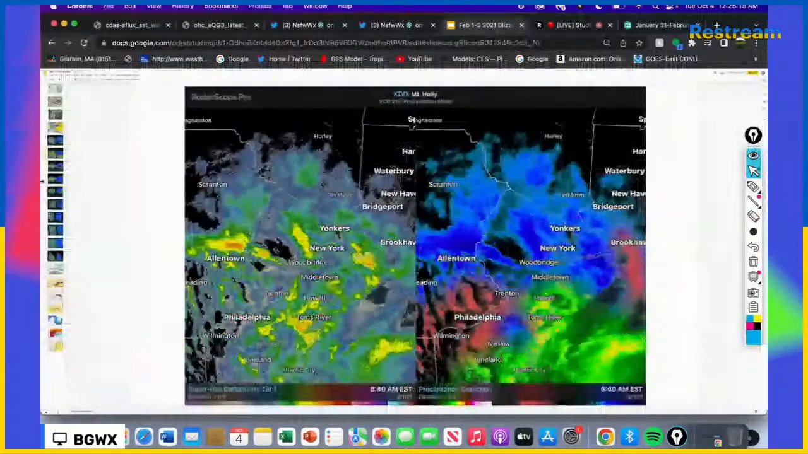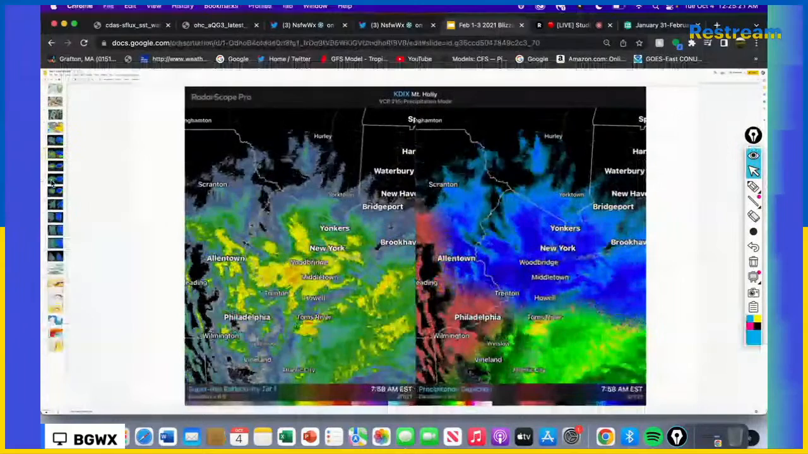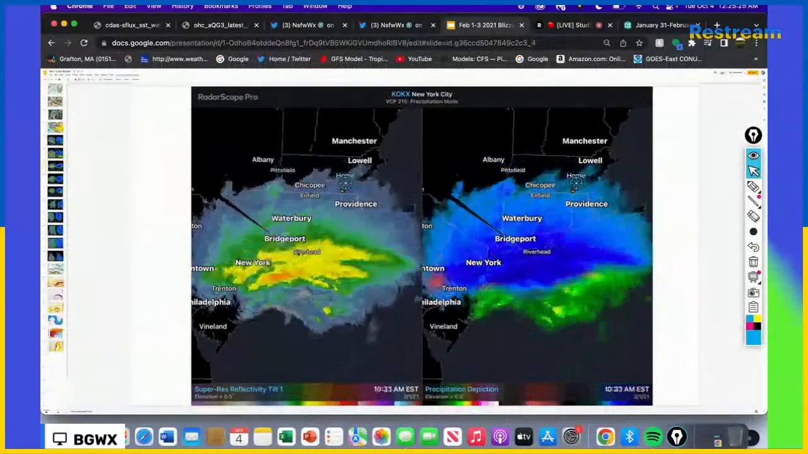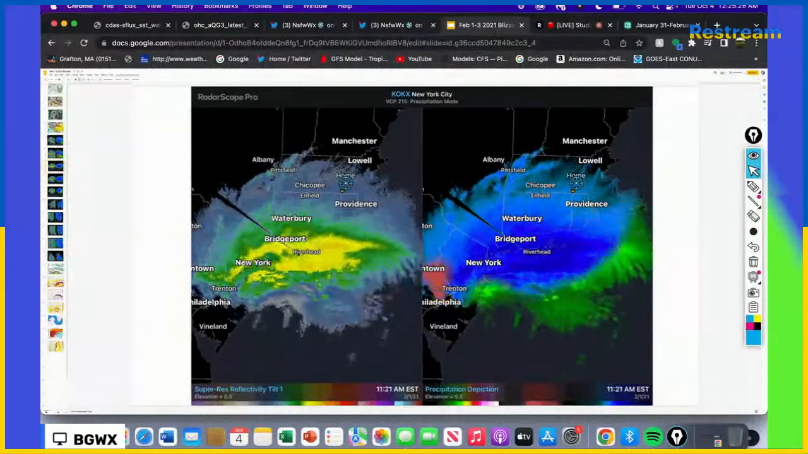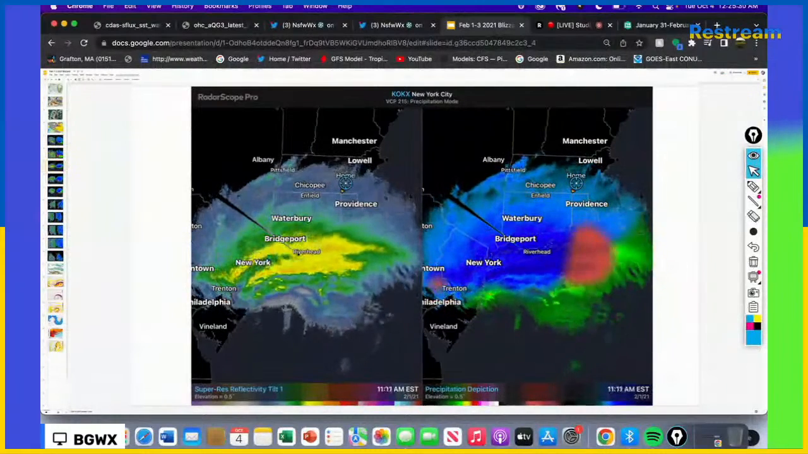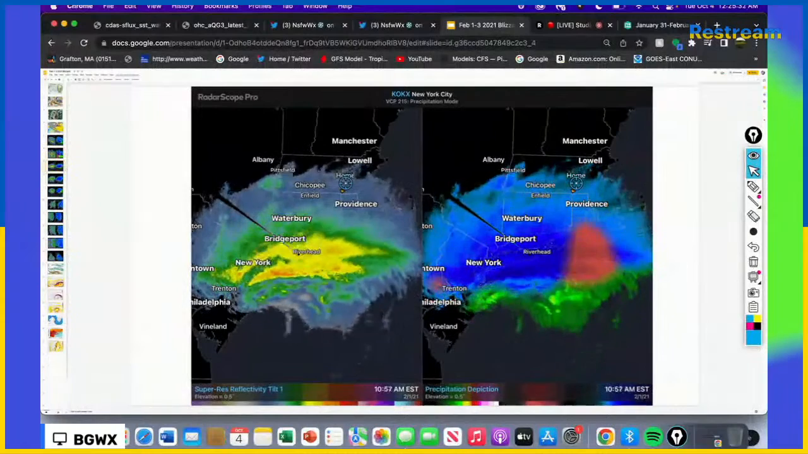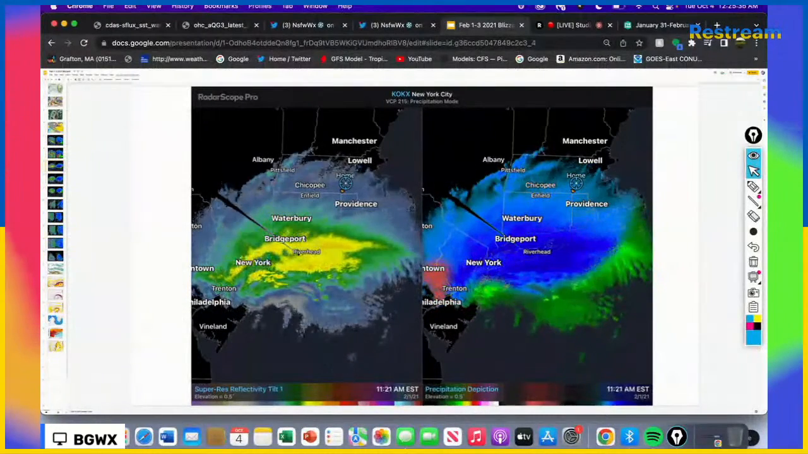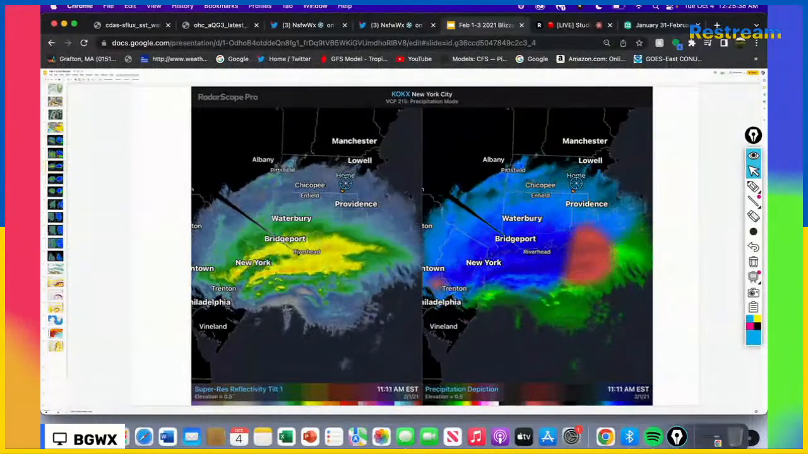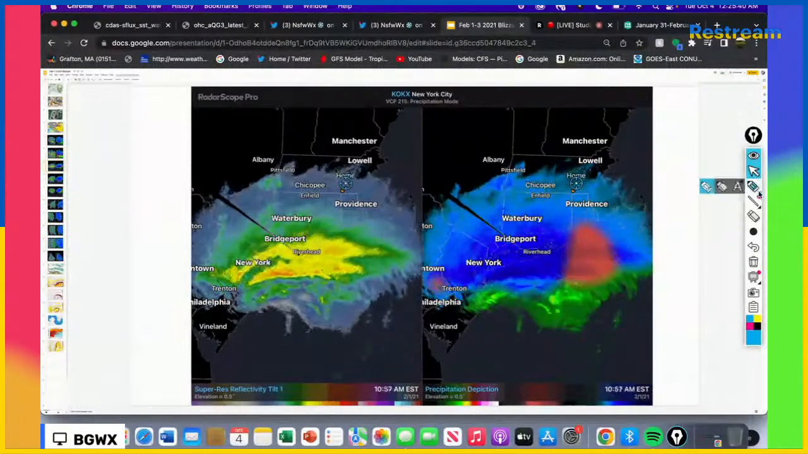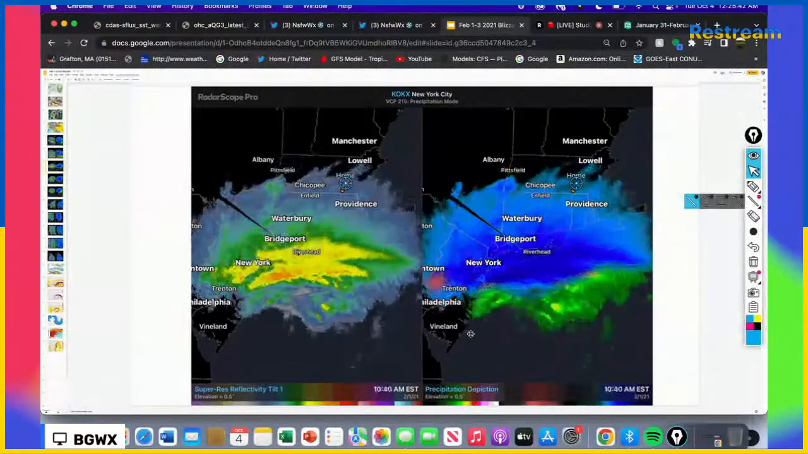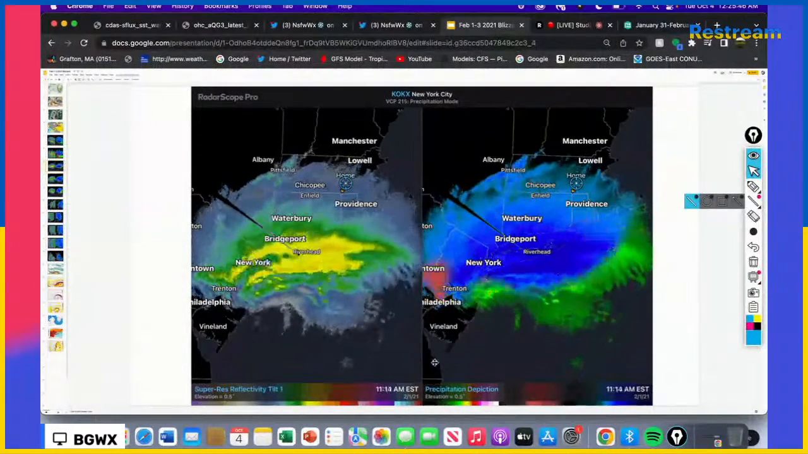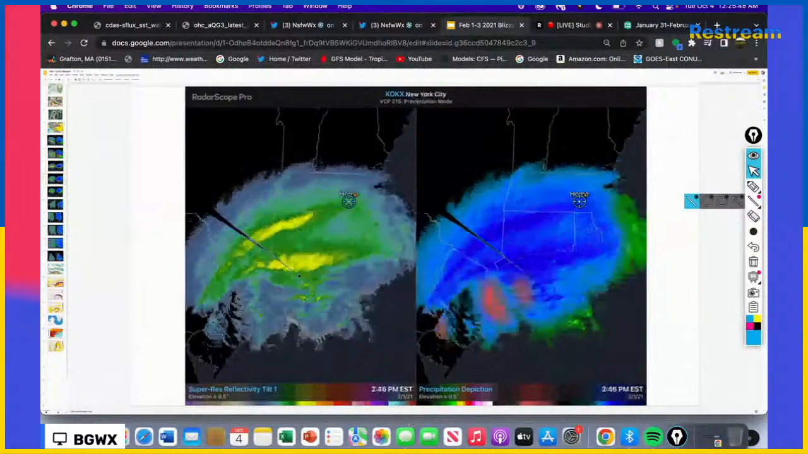So if I play through some of the radar clips, this will be easier. All right, so this was around 10 to 11:30. That's that big band we were looking for. That's how New York City got such big totals, because they were so close to the Atlantic and so close to this pumping moisture with these heavy snow bands that they got into a lot of those 2 to 4 inch per hour rates.